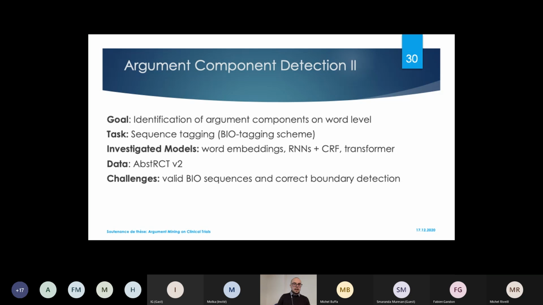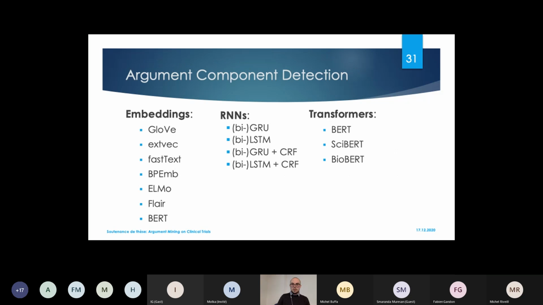And so this is done as a sequence tagging task with a BIO scheme. For this, more neural architectures were employed together with various word embeddings and transformer models. And these experiments were conducted on the second version of the data set. And the challenges here were, again, to find the correct boundaries. So to quickly show you the employed methods, here we have GloVe, fastText, and byte pair embeddings as representatives for static embeddings. So they function more as a lookup table. And they do not change the embedding with a change in context.